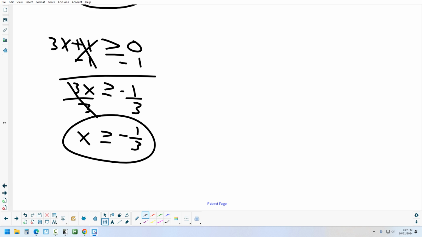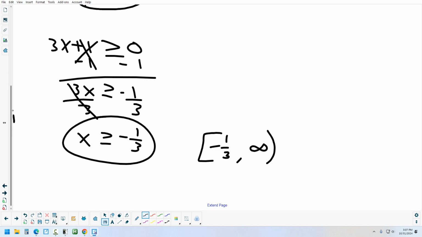How about if I asked for the answer as an interval? How do you write all numbers greater than or equal to negative 1/3? You have a bracket, then negative 1/3, comma, infinity, parenthesis. Yep, so that would be your answer as an interval: all numbers from negative 1/3 and up, including negative 1/3. Any question on finding the domain of a radical function?